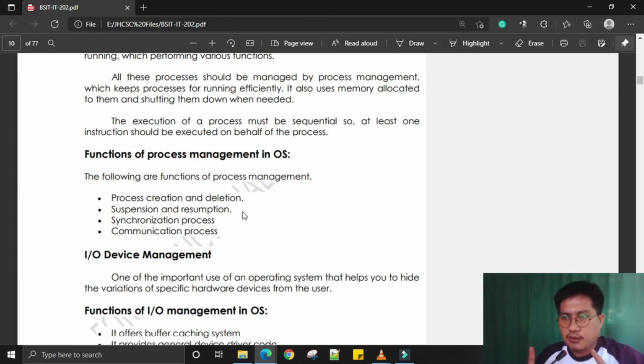Say for example, this process first, then this second process, then another third process, and then create a single output, then produce the output. So it will also handle communication between processes. It will manage to create a communication between processes. So those are the functions of the process management inside our operating system.